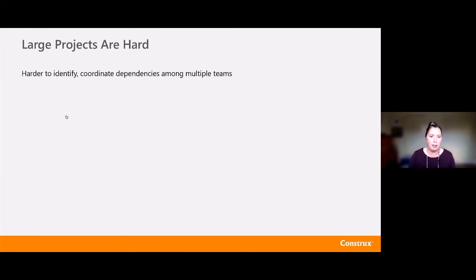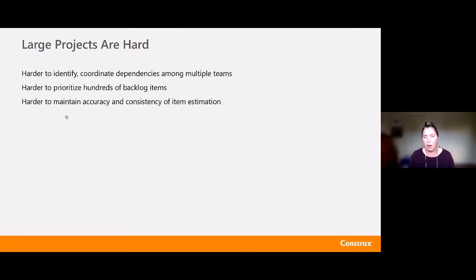We've got lots of dependencies potentially that we need to manage among multiple teams. And if we do have that situation, it can be challenging to identify them, plan for them, coordinate them. We'll have many more product backlog items than a single Agile team would have. We need to prioritize those. Is the estimation of those items accurate? Is it consistent across all of those teams?